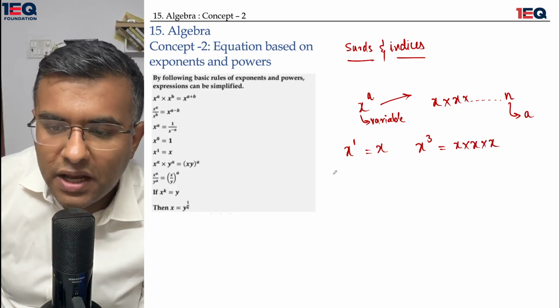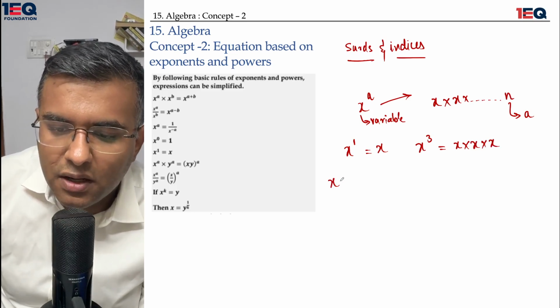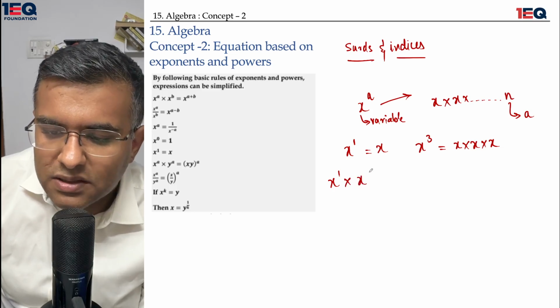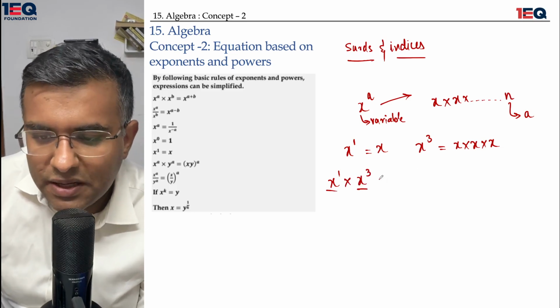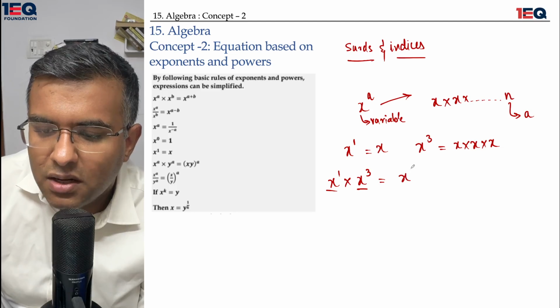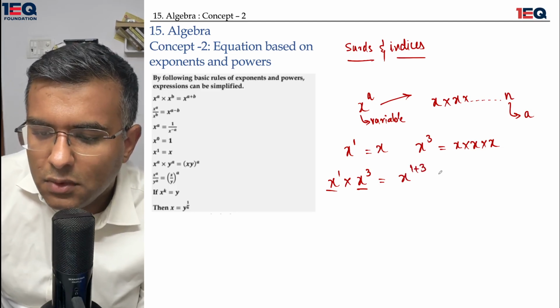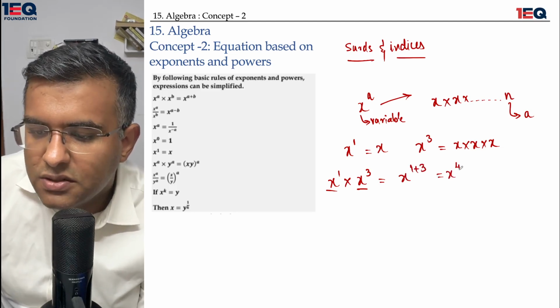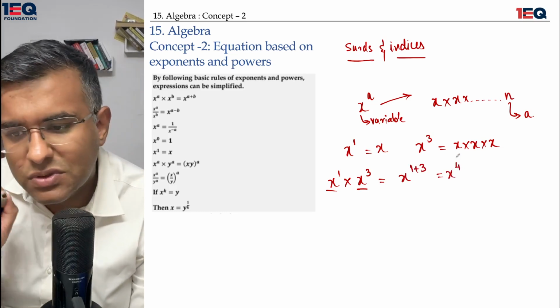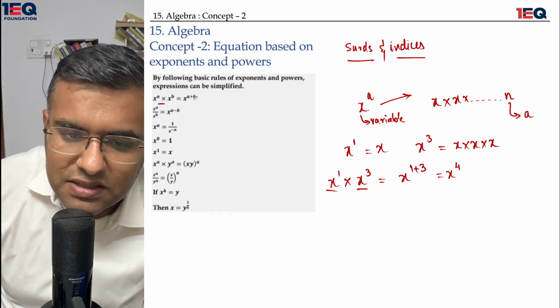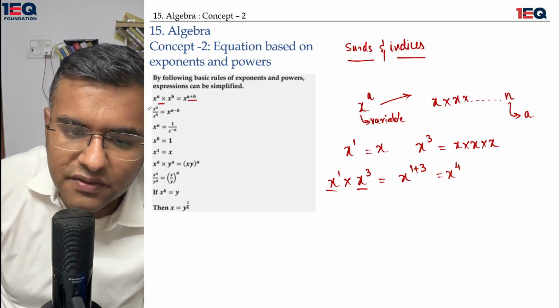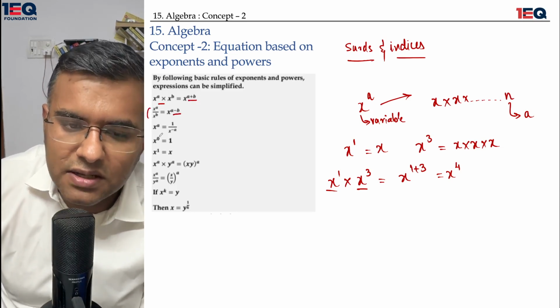But whenever I have a situation where x raised to the power 1 is multiplied with x raised to the power 3, when the bases are same and there is a multiplication sign, then the powers are added. This would lead to x raised to the power 4. This is the most simple rule that I'm talking about. So when there is a multiplication sign, the powers are added. When there is a division operation, the powers are subtracted.